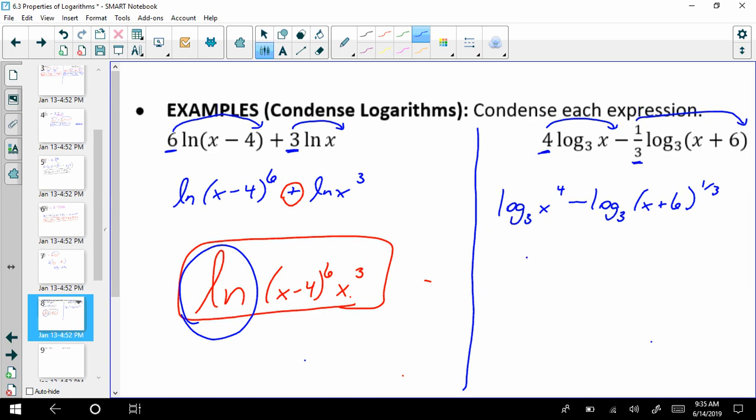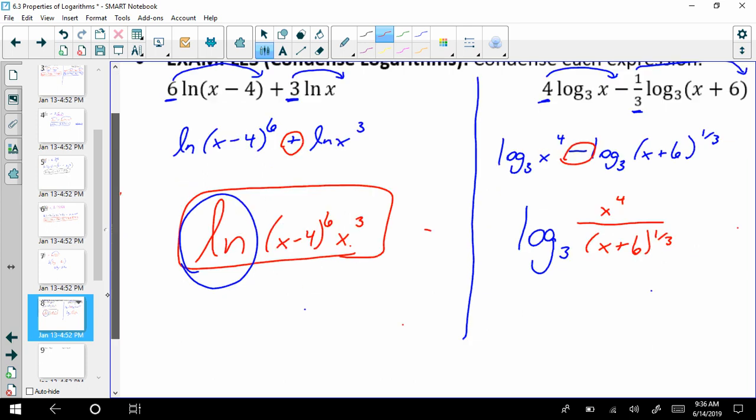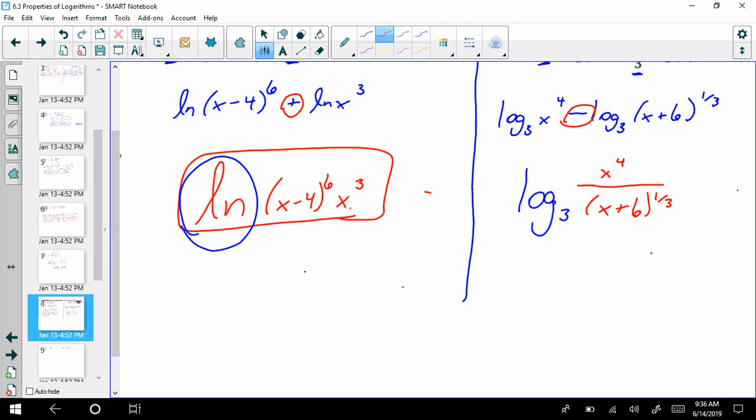Next, I'm going to condense it down to one log, and it's going to be a log base 3. And will these condense into division or multiplication? We should say division because they're subtraction, so I'll have my x to the 4th over my x plus 6 to the 1/3. I would be fine if you got it to there, but there is technically a little bit cleaner way to write this answer.